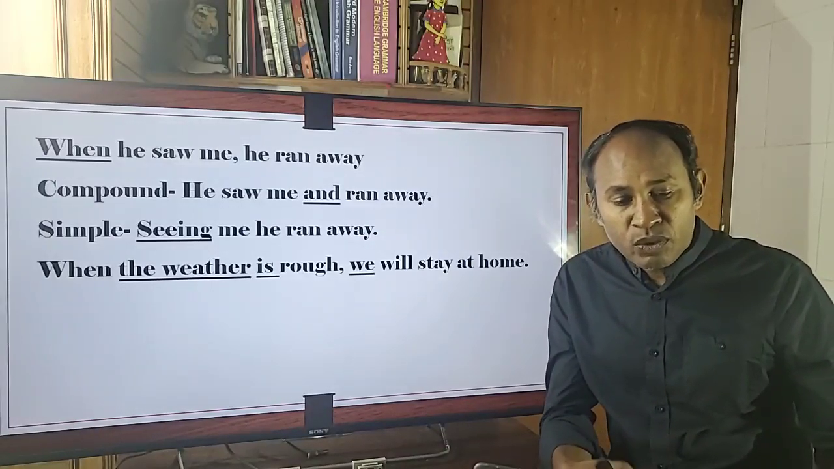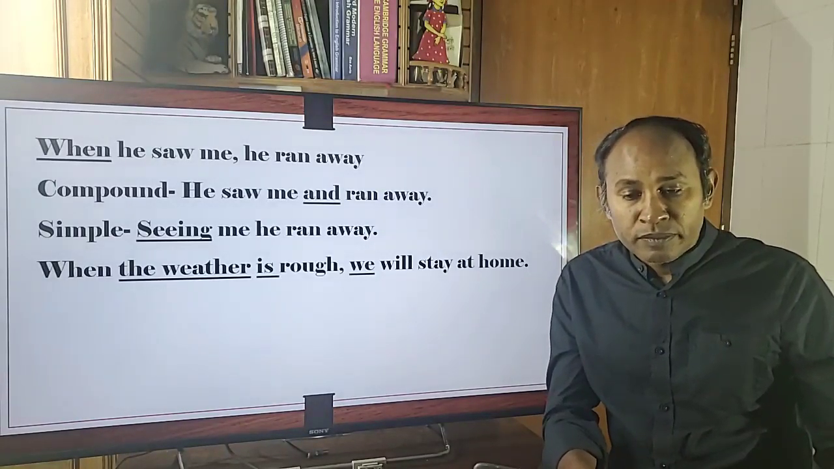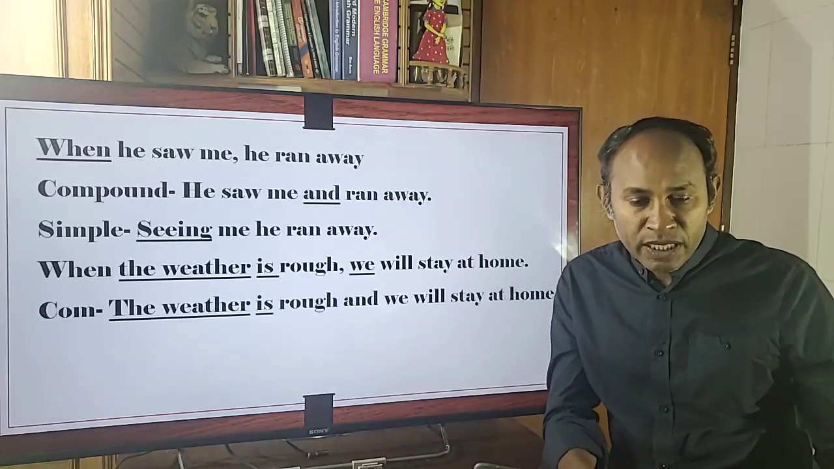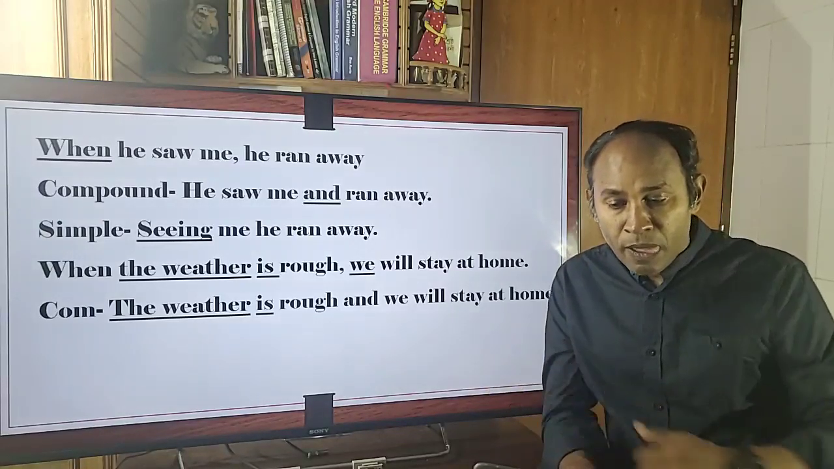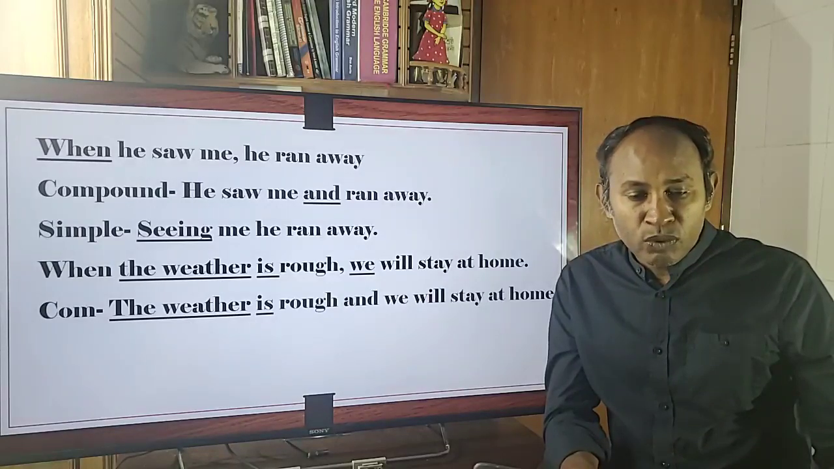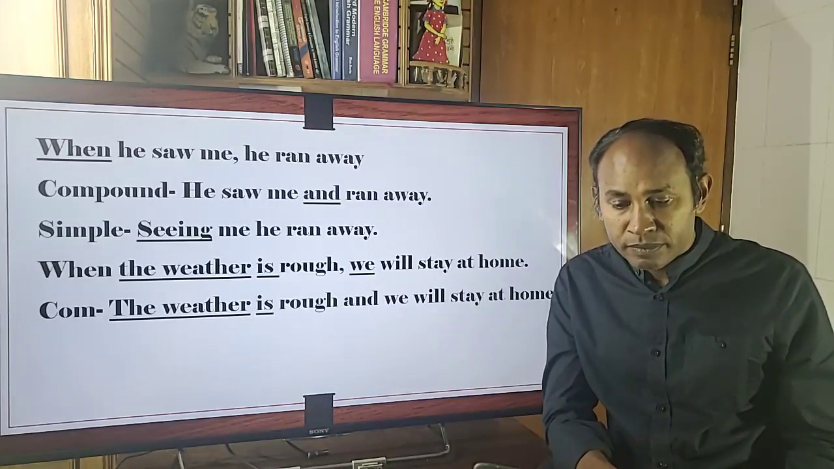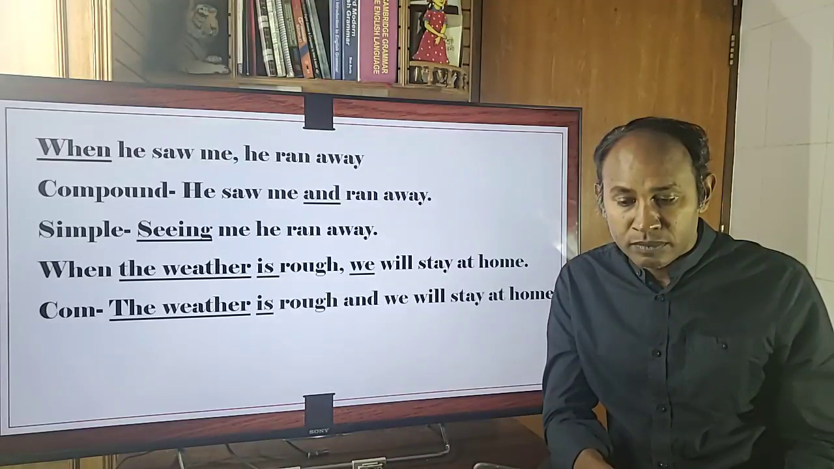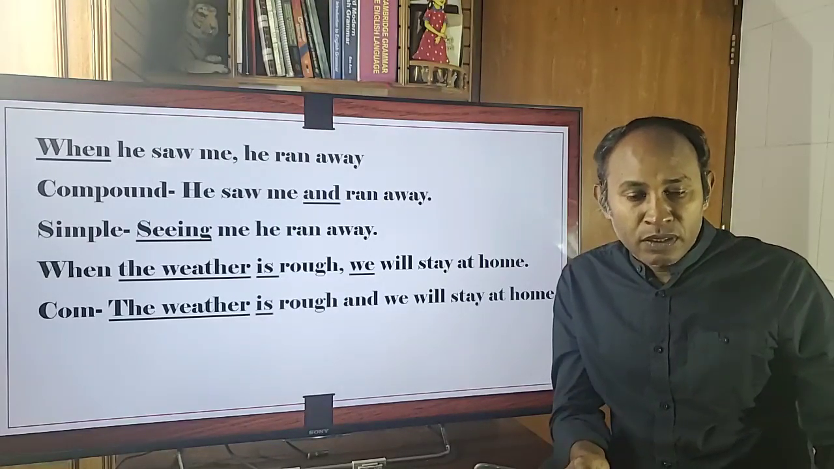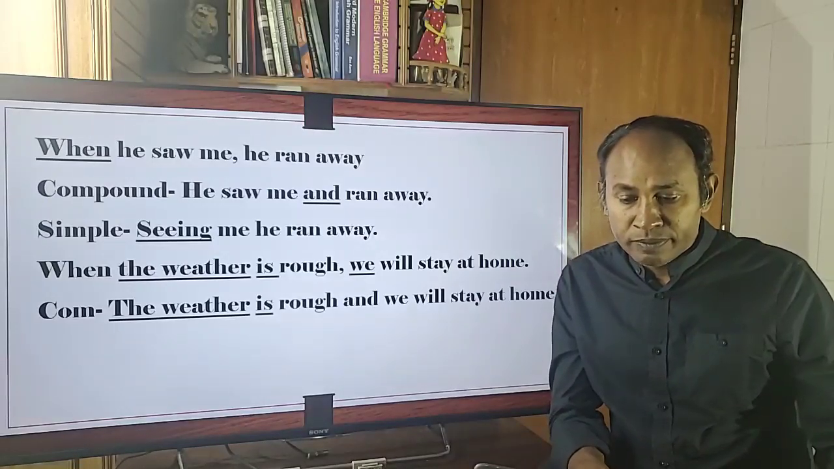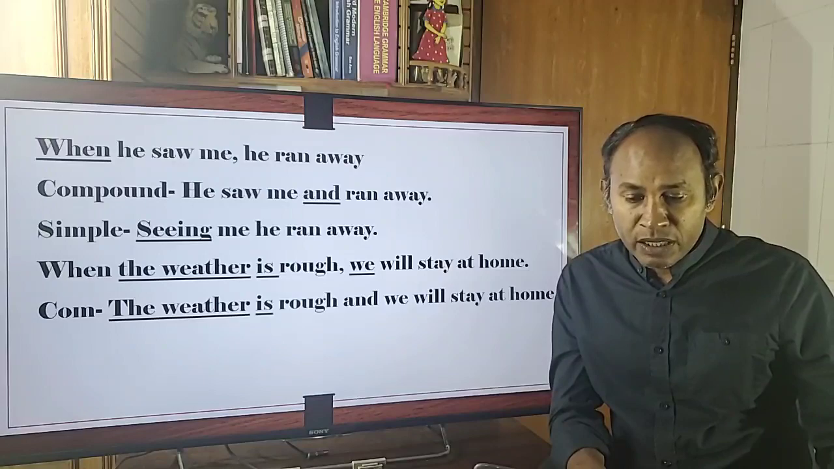So this time you will have to make it compound. Compound is very easy. I'm just making the compound. The weather is rough and we will stay at home. So make it a simple sentence, when the subject will be different. Please write down and just make it simple. The weather is rough and we will stay at home.